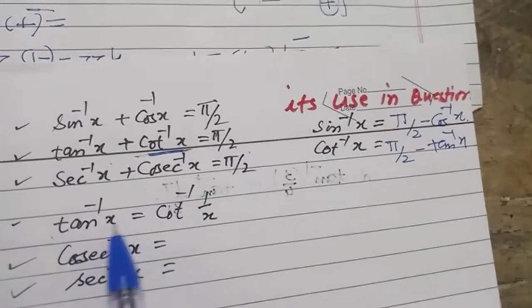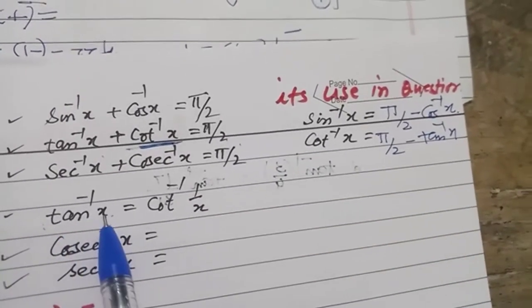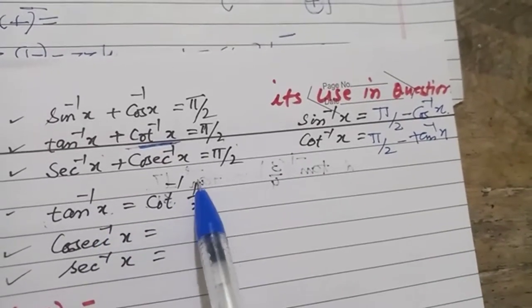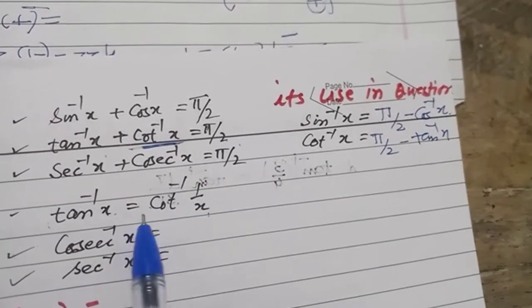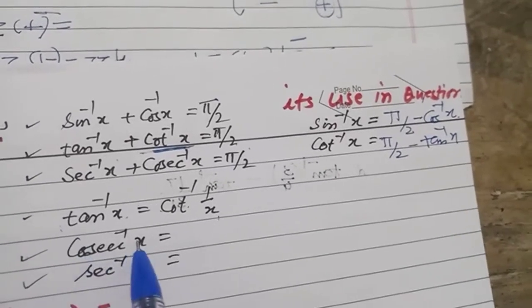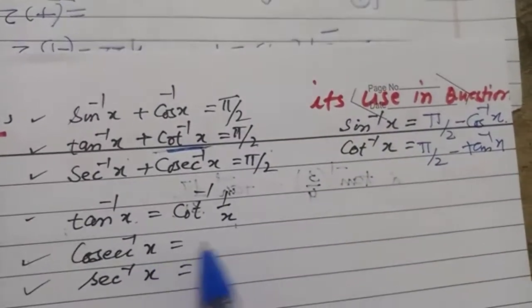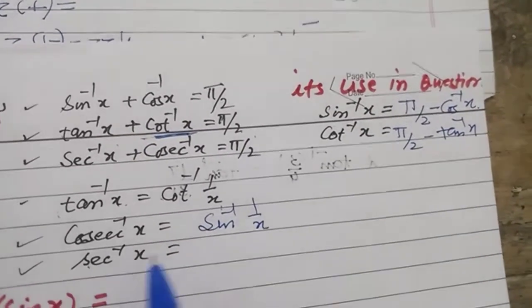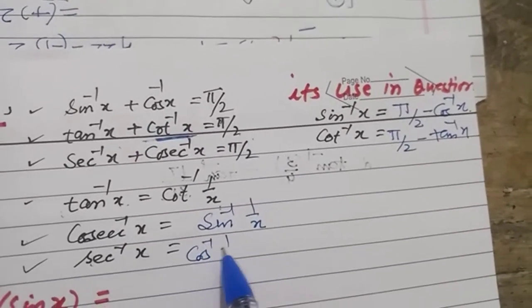Then look at the reciprocal formula. Tan inverse x, its opposite is cot inverse. This particular value also gets reciprocated. What is it for cosec inverse x? It's going to be sin inverse 1 upon x. The same is for sec inverse x: cos inverse 1 over x.